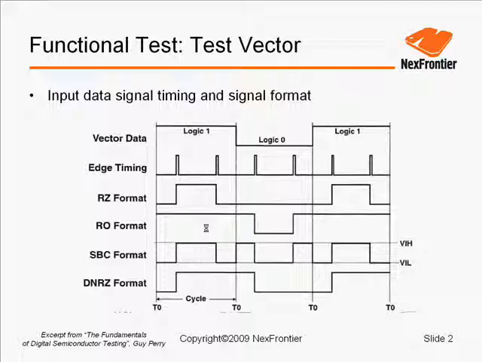We know that for functional test of semiconductor devices, test vector input is a key component. For example, we may want to program the different edges within a cycle of a digital pattern data. And also, sometimes different devices require different kinds of data format. For example, RZ format means return to 0 within each cycle, and R1 format means the digital input data must return to 1 before each cycle ends.